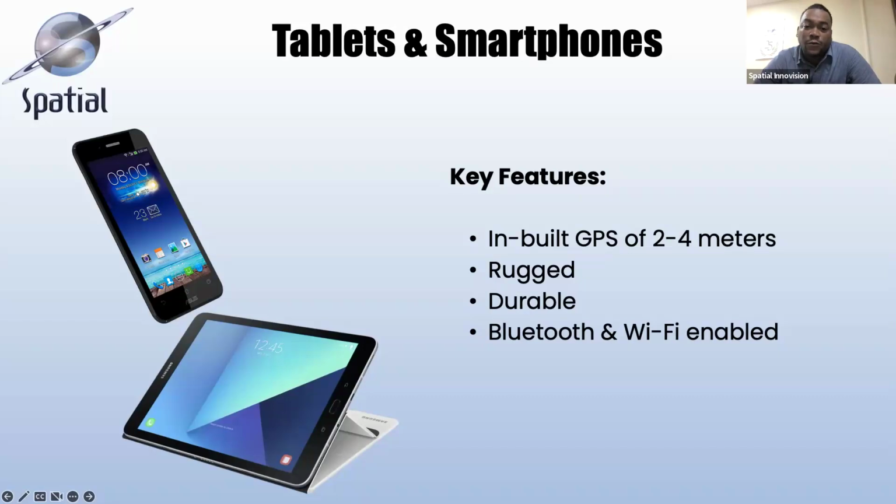However, apps, software, and external devices can be added to enhance the accuracy of a tablet and a phone. When these apps are added, you will get down to centimeter accuracy. Most of those apps will be subscription-based. One of those applications, which we will talk about further in the presentation, is Esri Field Maps. The best tablets and smartphones to use are the ones which are rugged, durable, and have inbuilt Bluetooth and Wi-Fi.